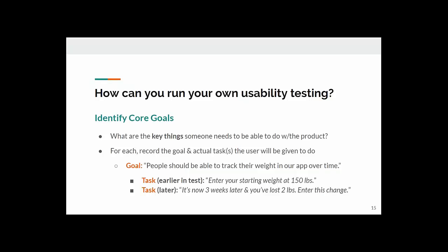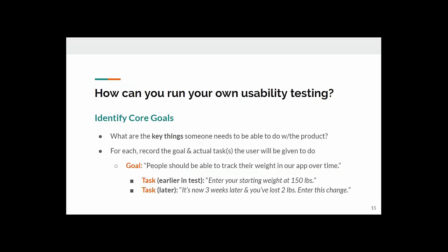And so the example I give here is, let's say that you had a weight tracking app where someone can maybe record food that they eat, the exercise they do, and where their weight is at. So one of the goals would obviously be people should be able to track their weight in this application. But then we're going to turn that into 2 different tasks at a minimum. You might do more depending on what are the different ways you can do this. But earlier in the test, you're going to have somebody do a task in which they enter their starting weight, and then later they're going to enter a weight change.